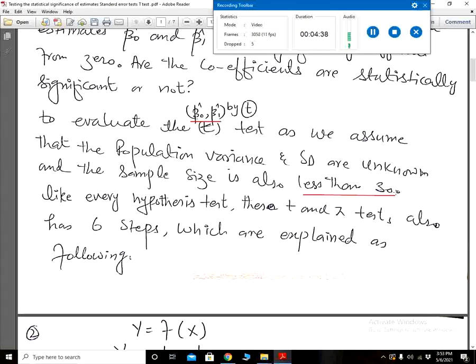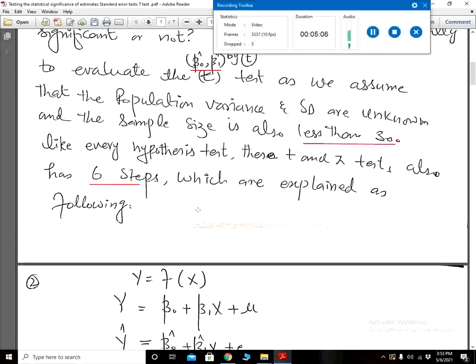Like every hypothesis testing, these t and z tests also have 6 steps, which are explained as follows. These tests you have studied previously many times in Statistics 1 and Statistics 2, in the chapters of hypothesis testing, and these are similar steps that you have previously come across.